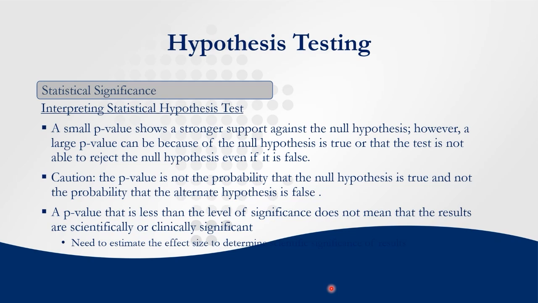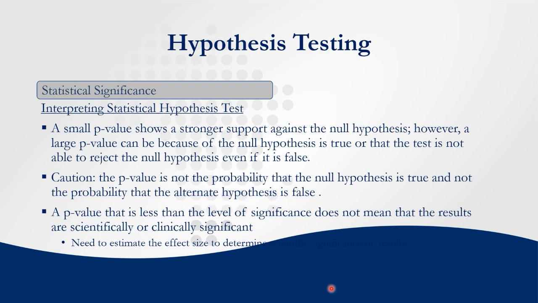When we have small p-values, they show stronger support against the null hypothesis. So when we have a small p-value, we will reject the null hypothesis. However, a large p-value can also occur because the null hypothesis is true. There are two possibilities: the null hypothesis is true, or our test is not able to reject the null hypothesis even if it's false. Sometimes we don't have enough sample, or we could be committing errors. So you shouldn't see the p-value as the probability that the null hypothesis is true, and you also shouldn't see it as the probability that the alternate hypothesis is false.